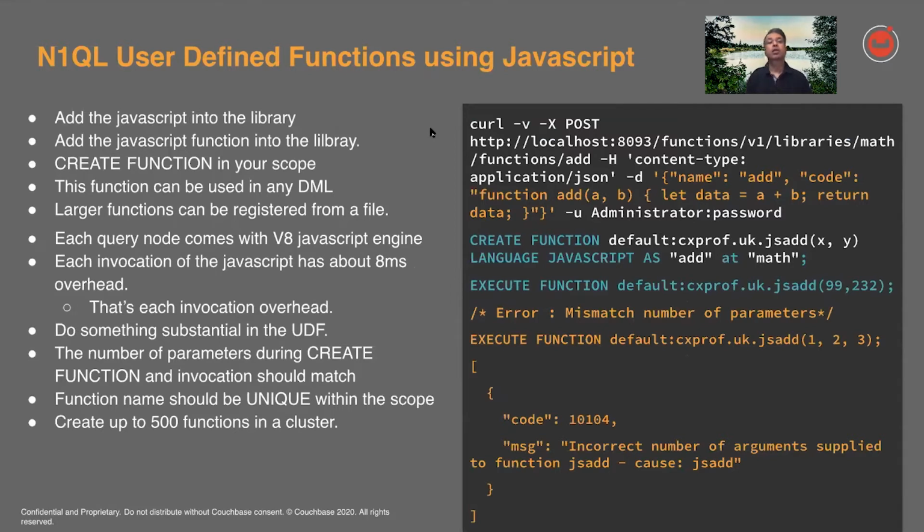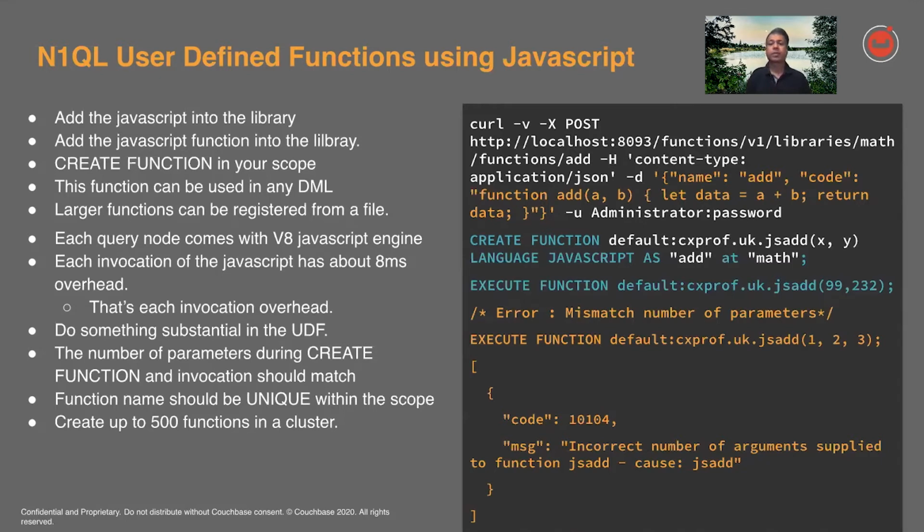Second type of user-defined function is JavaScript functions. JSON came from JavaScript, so it's natural that you want to manipulate JSON within JavaScript. First, you need to write the JavaScript function itself, then add that into the library. Once you add the function into the library, then you create the function within your scope using the create function statement.